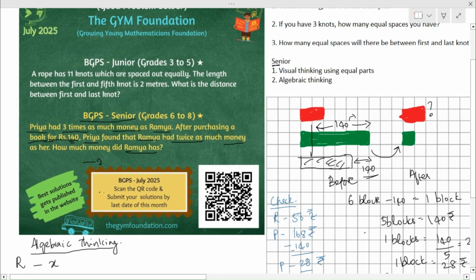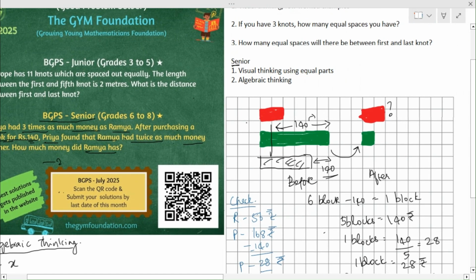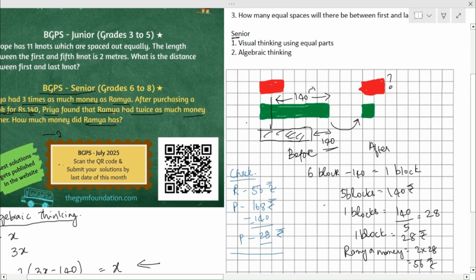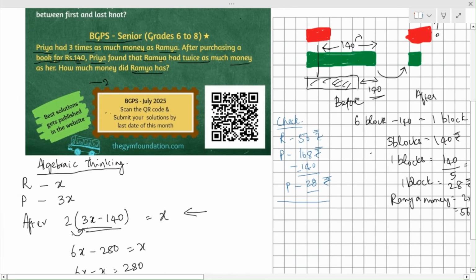But please do have a visual thinking method also seen, because this will help you understand it a bit better. And those children who are not yet introduced to algebra, you still have a very good understanding through visual thinking, so that you can translate these statements quite well.